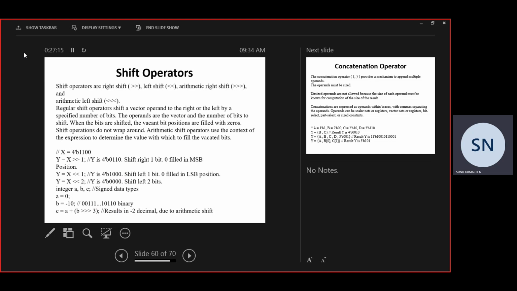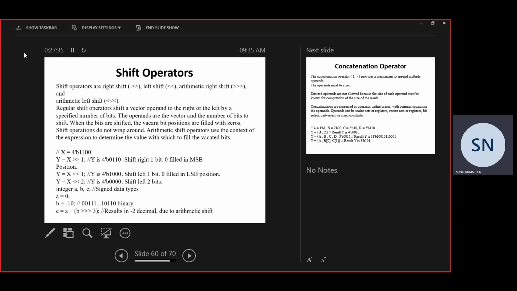So right shift: y is equal to x right shift by 1. Whatever the bit positions are, say 1 1 0 0, if it is shifted towards the right by 1 bit, so you can see x right shift by 1, the vacated bit will be appended by 0.